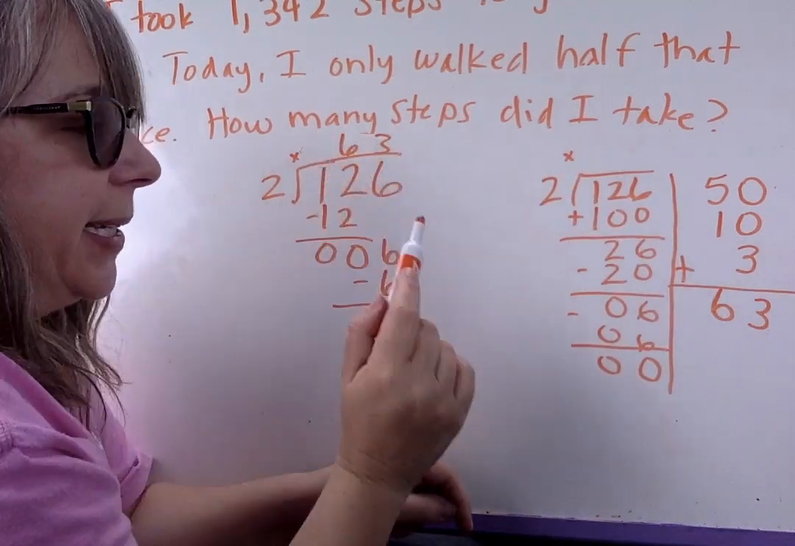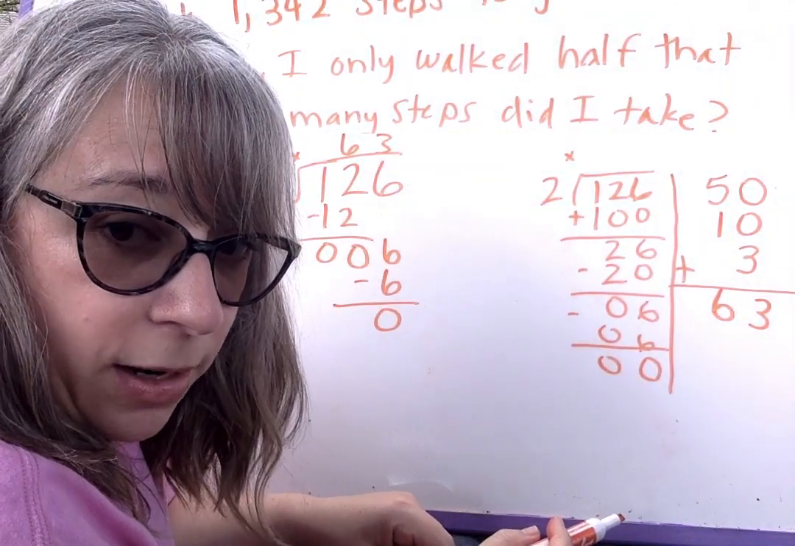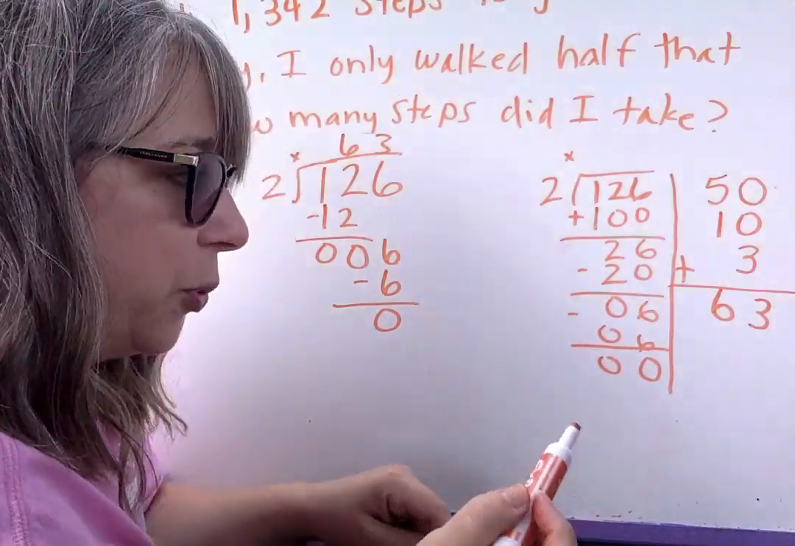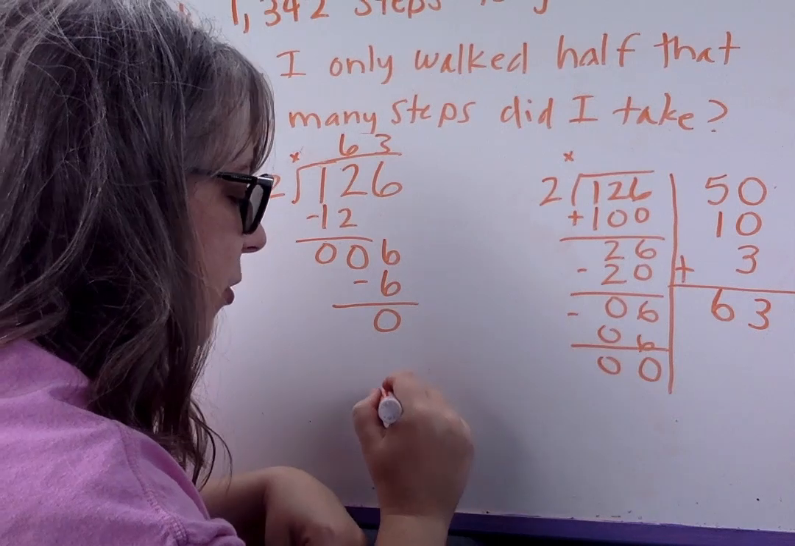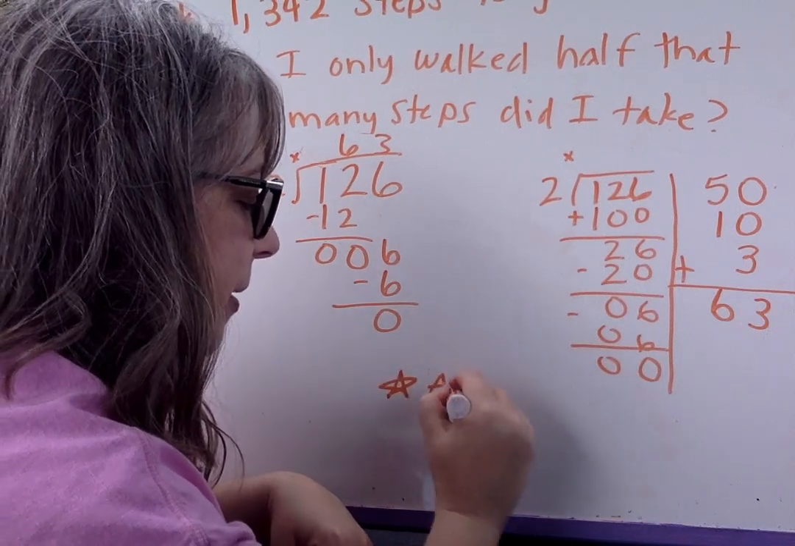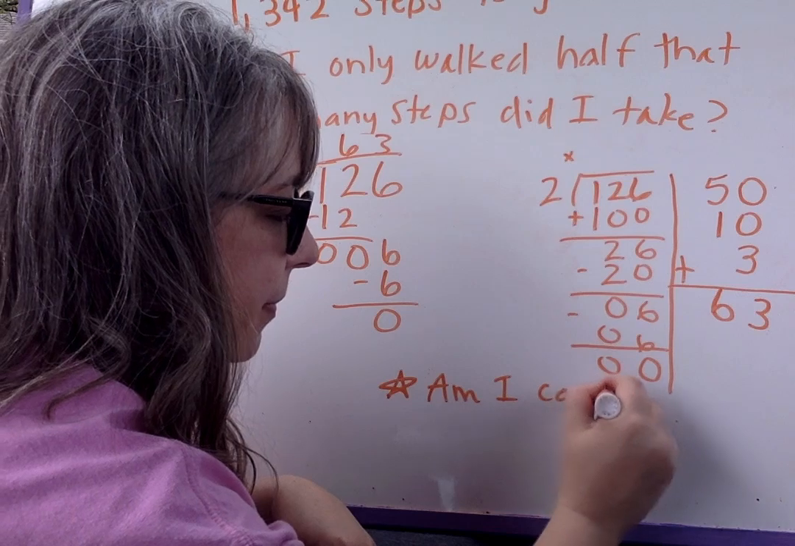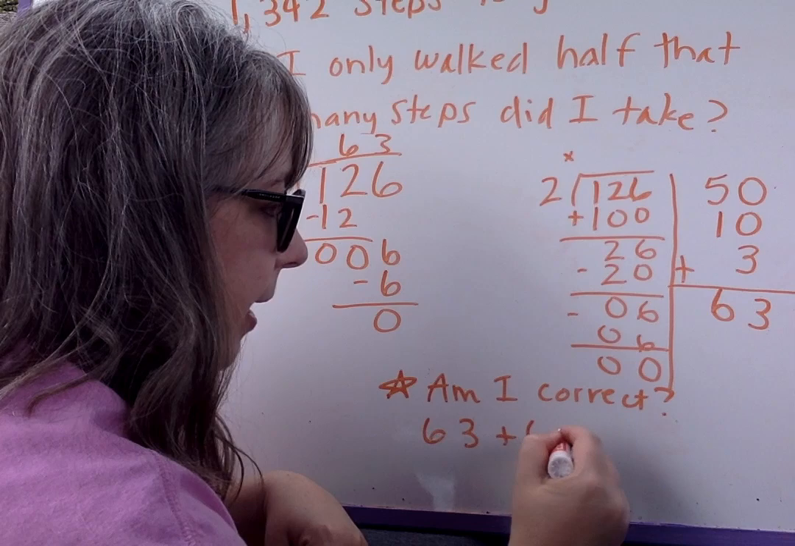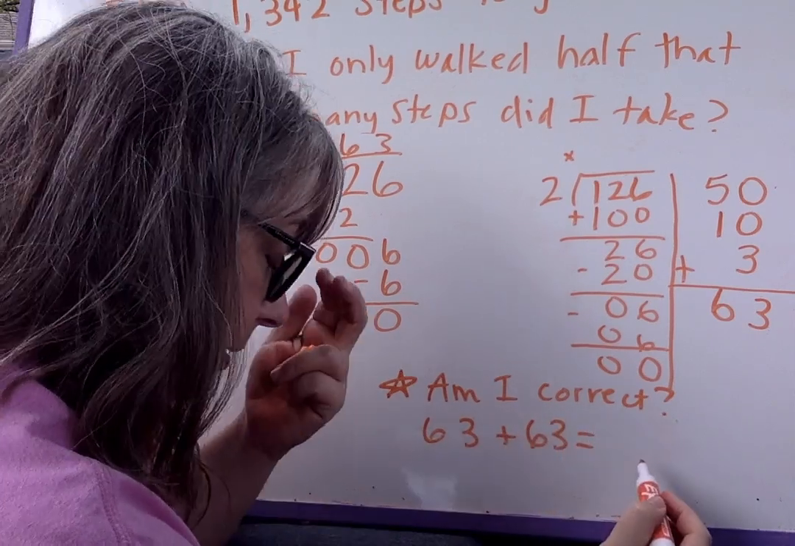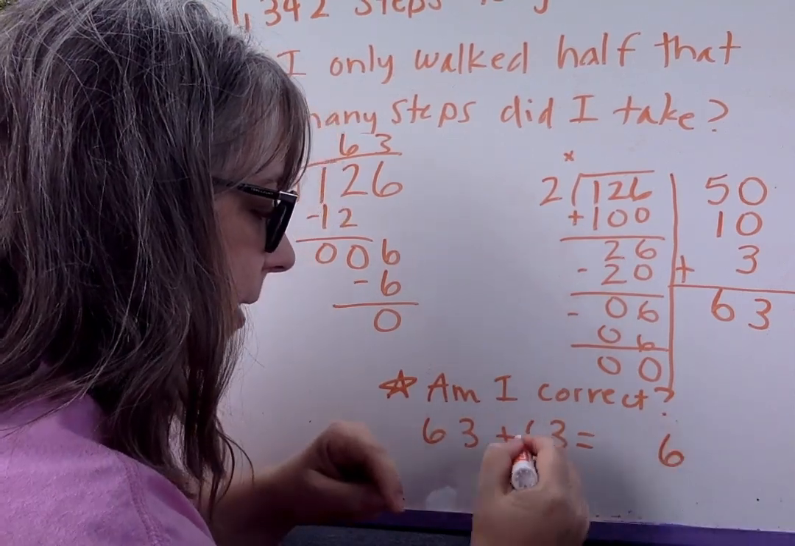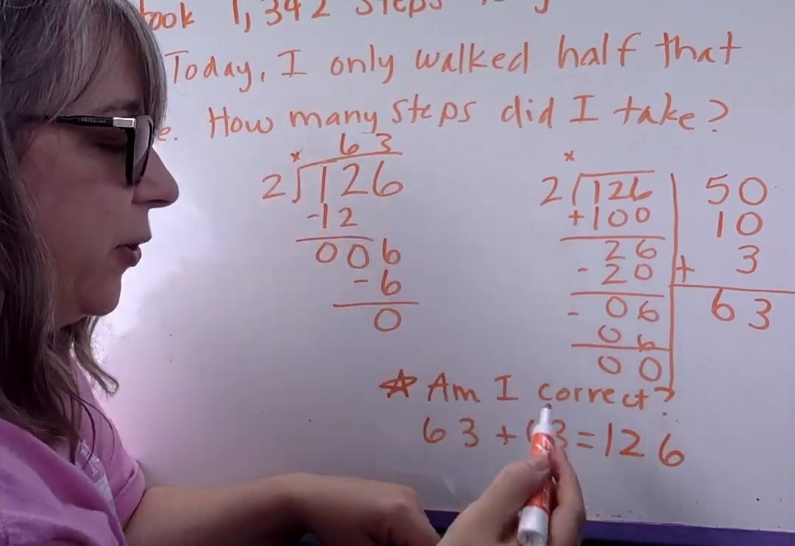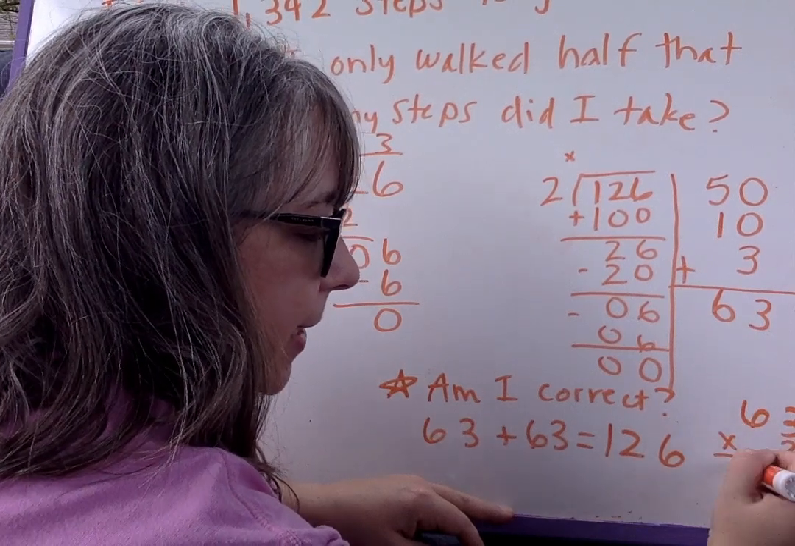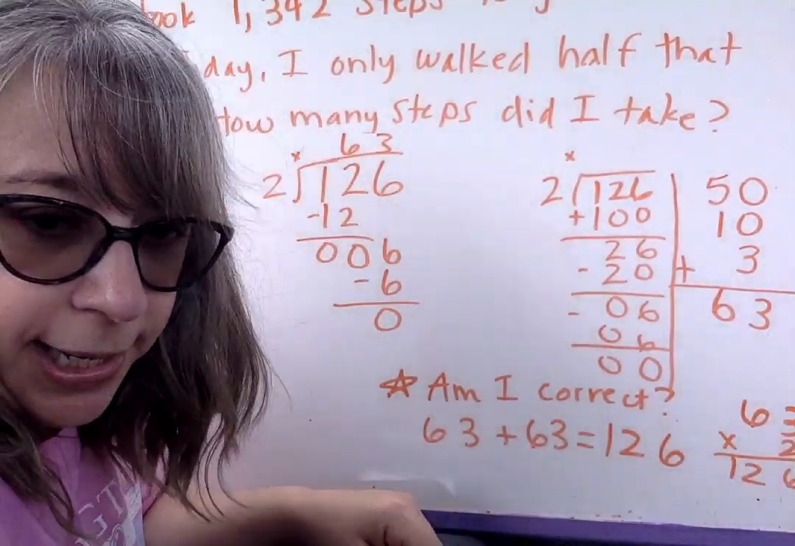So 63 and 63. How can we check our answers? Either we're going to multiply by 2, or we can add them twice. So check. Am I correct? All right, well, what's 63 plus 63? Well, 3 plus 3 is 6, and 6 plus 6 is 12. 126. Or you could say 63 times 2: 3 times 2 is 6, and 6 times 2 is 12. Are we right? We're right.